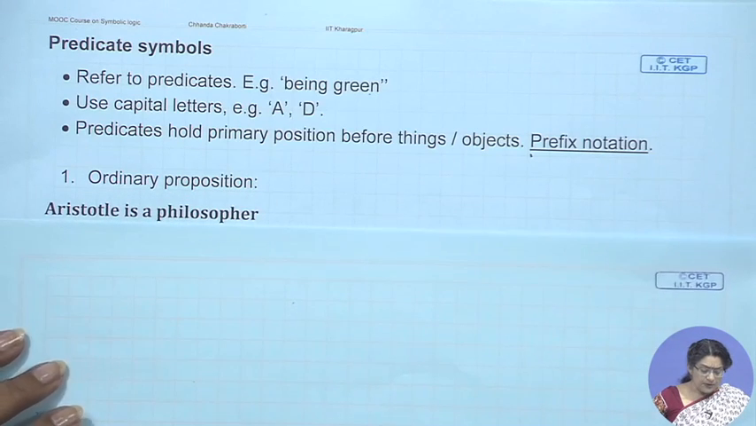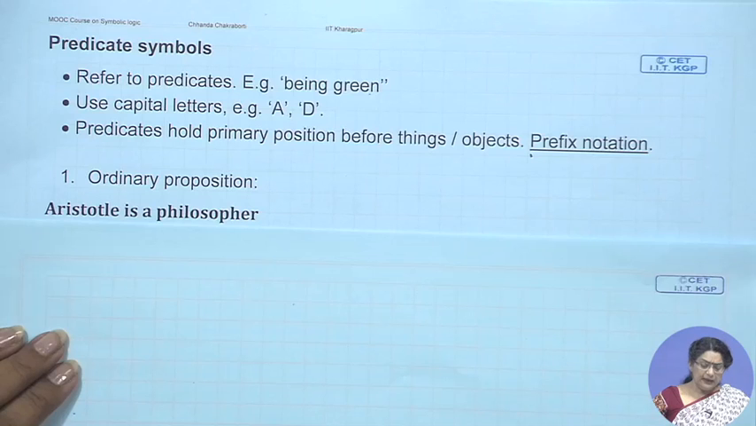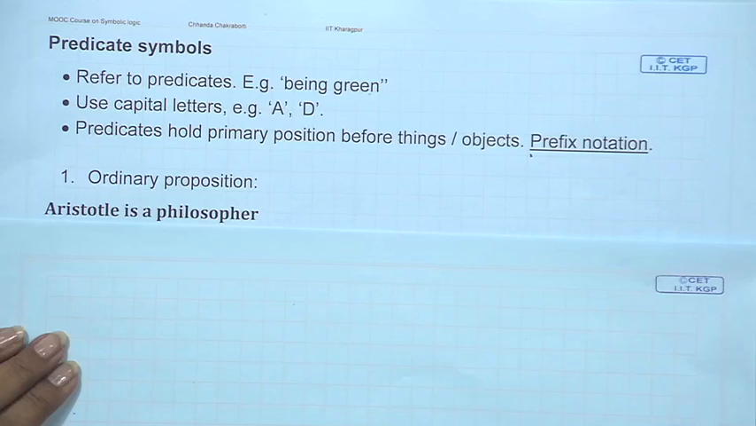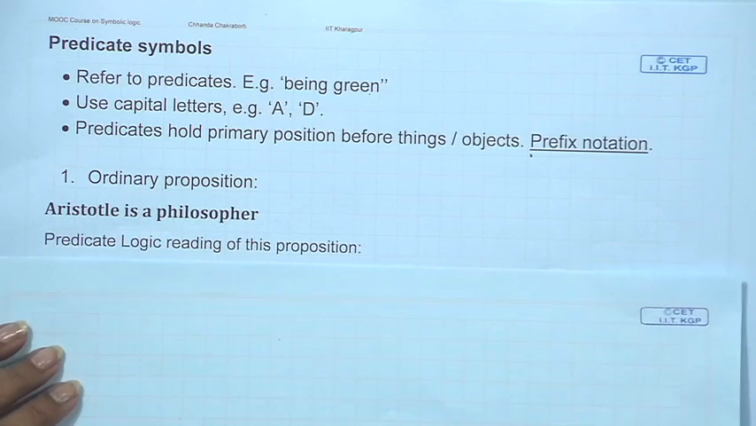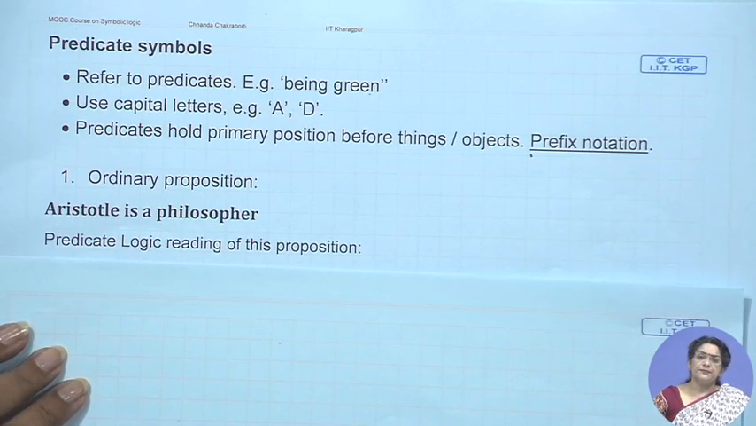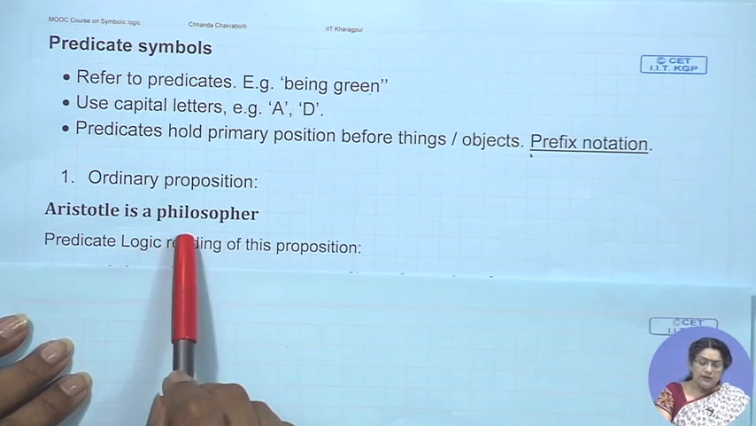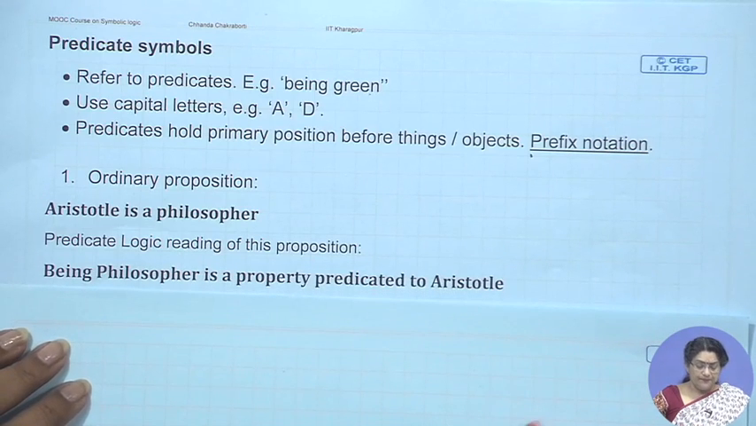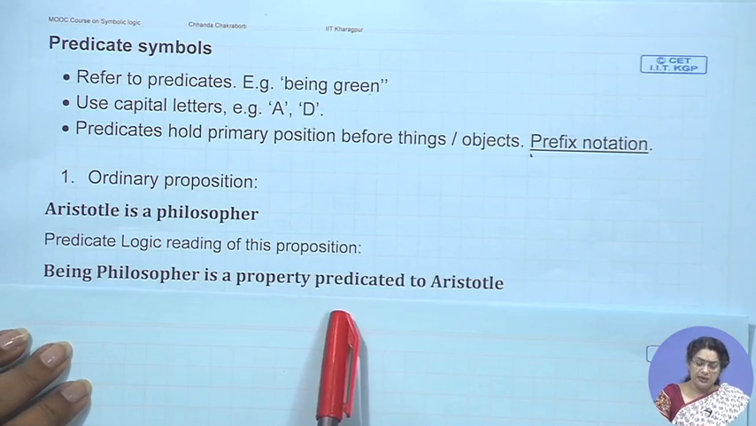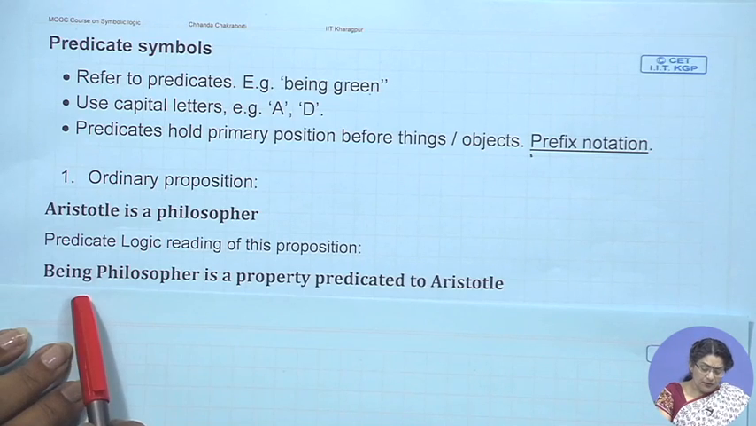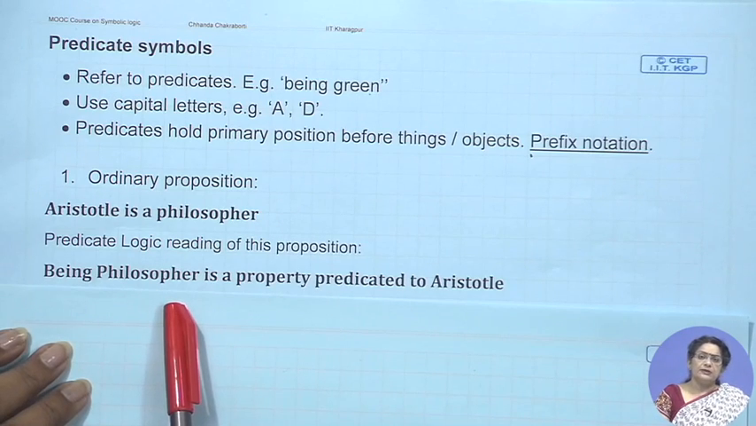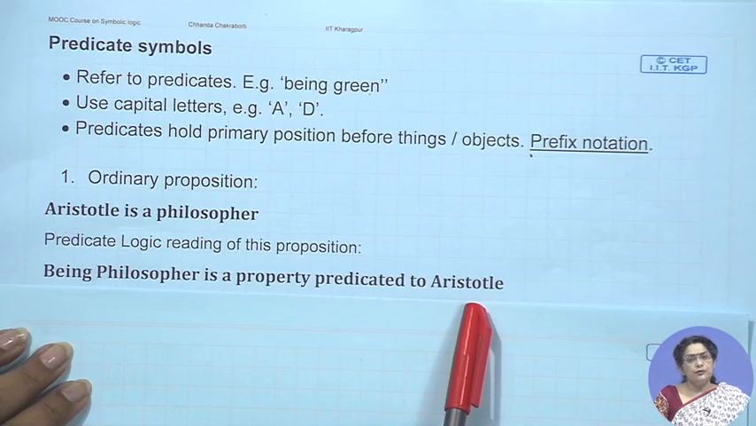Let us take an ordinary proposition: Aristotle is a philosopher, right? And this is the sequence. But in first order predicate logic, the best way to read that would be to start at the property. This reading, I think you should practice, because that is the key to understanding the syntax of this logic. The predicate logic reading of this proposition is that being a philosopher is a property predicated to Aristotle. Take a look. So, the primary position is that of the property, which is being predicated to the individual who is Aristotle.